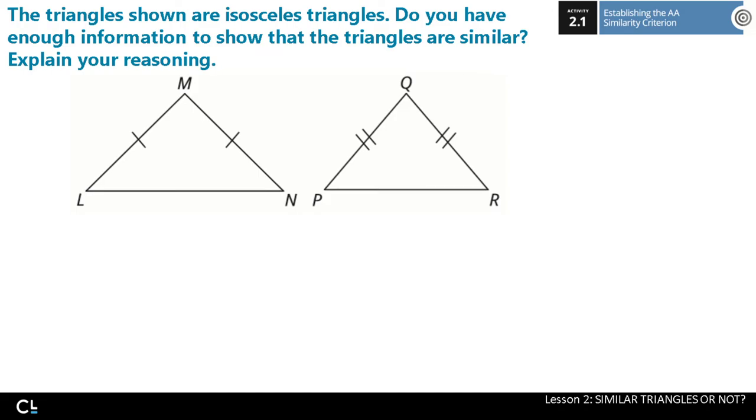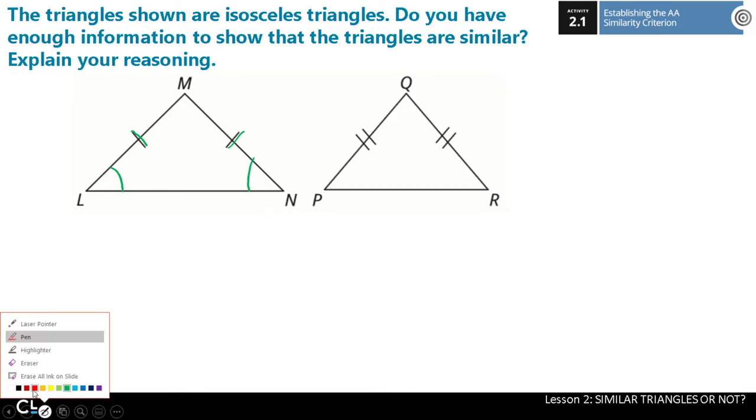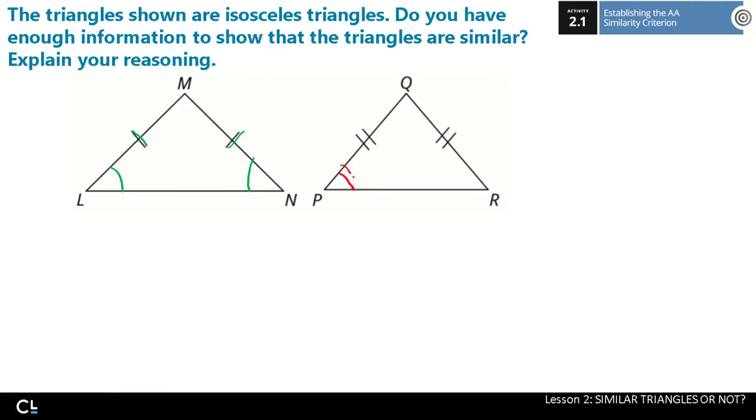Right here it says, the triangles shown are isosceles triangles. Do you have enough information to show that the triangles are similar? Explain your reasoning, right? So if we think back, we did learn something special about isosceles triangles. And that special thing is that if we have isosceles triangles, their base angles are then congruent. So we have these sides that are congruent here and here. We can say that these base angles are congruent here and here. But then we can also say that these base angles are congruent.